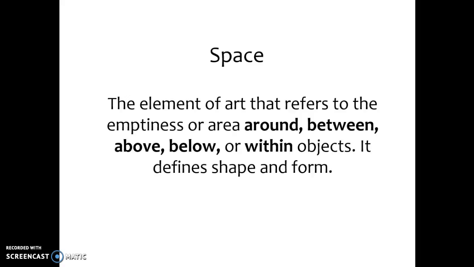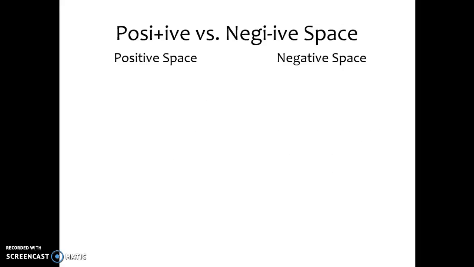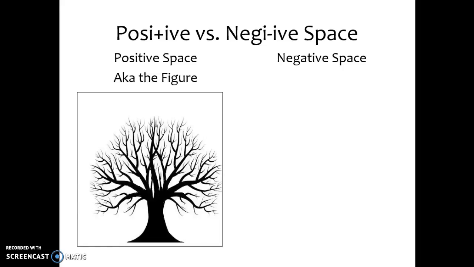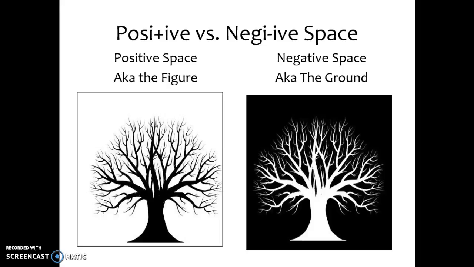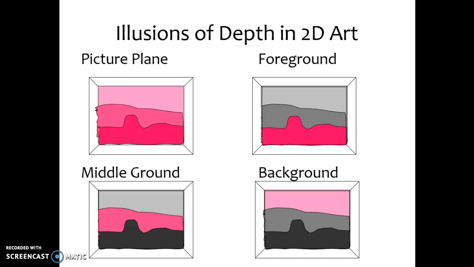When we talk about space, we break it up into either positive or negative space. Positive space is the figure or the subject, and negative space is the ground, aka the background. So everything around your subject.